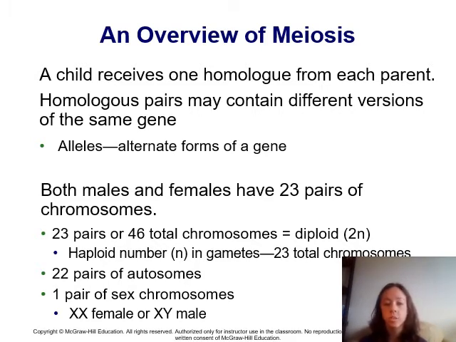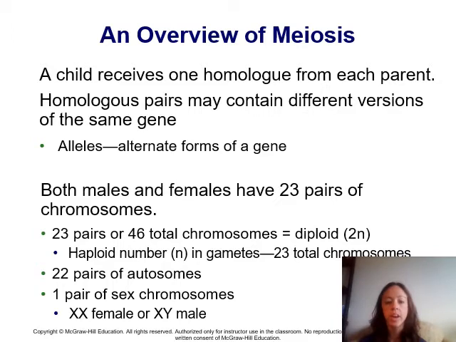So just as a reminder, females and their sex chromosomes are going to be X and X, and males are going to be X and Y. The X chromosome is a lot bigger than the Y chromosome, and as a result, it's going to contain a lot more genes than the Y chromosome.